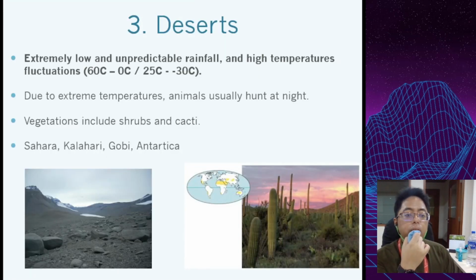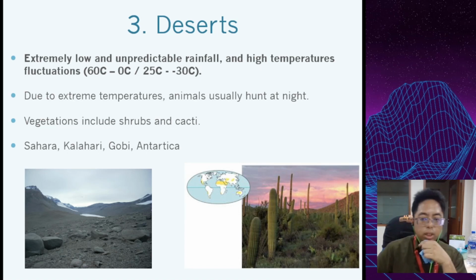Deserts. Extremely low and unpredictable rainfall. High temperature fluctuations. For example, in the day, it will be quite a high temperature, 60 degrees Celsius, and it can go as low as 0 to -30 at night. Due to the extreme temperatures, animals usually hunt at night. Vegetation includes shrubs and cacti. Locations include the Sahara, Kalahari, Gobi, and Antarctica.